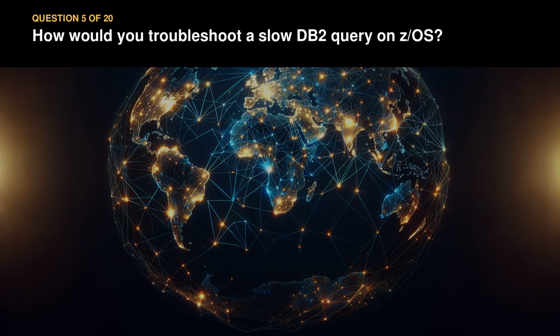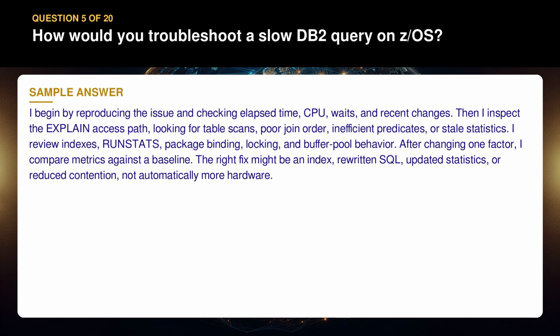Question 5. How would you troubleshoot a slow DB2 query on z/OS? I begin by reproducing the issue and checking elapsed time, CPU, waits, and recent changes. Then I inspect the EXPLAIN access path, looking for table scans, poor join order, inefficient predicates, or stale statistics. I review indexes, RUNSTATS, package binding, locking, and buffer pool behavior. After changing one factor, I compare metrics against a baseline.